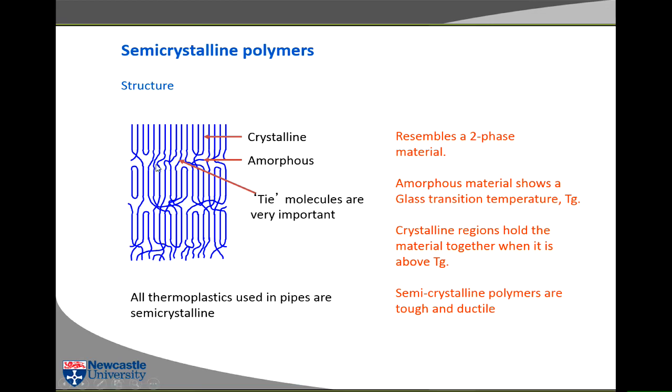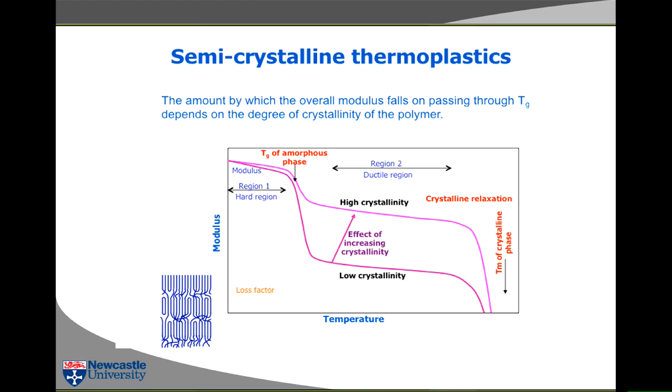So what happens is that this amorphous material can either be hard and tough, or it can be rubber-like, depending on whether it's above or below the glass transition temperature. And the crystalline regions hold the material together if it's above the glass transition temperature. And semi-crystalline polymers are very tough and ductile, the best example being polythene. Right, I've said rather a lot there.